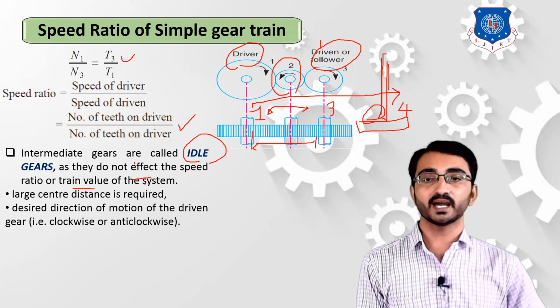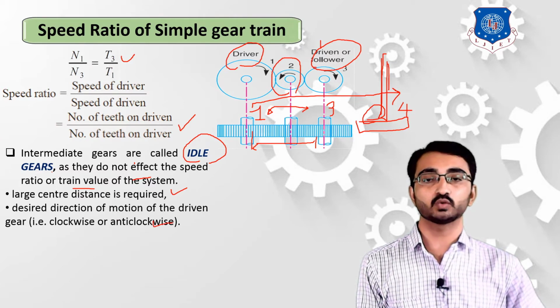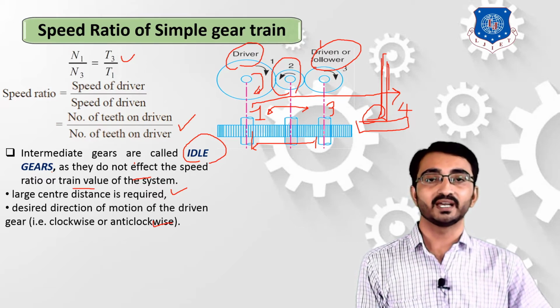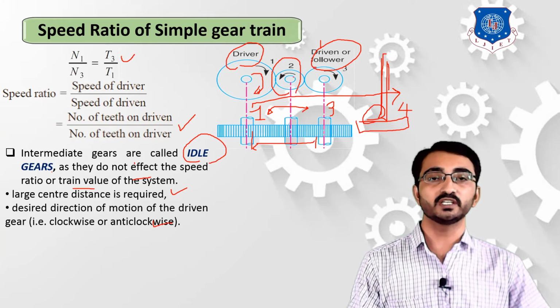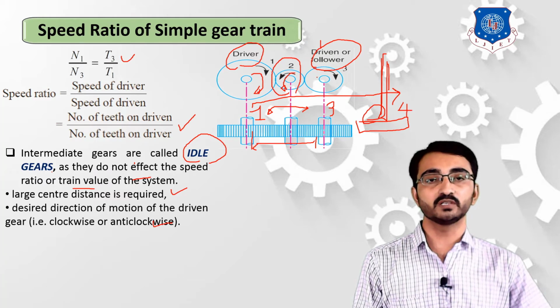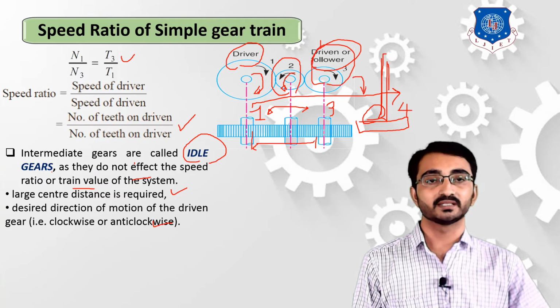Okay, so they are mainly useful for large center distances, as well as they are also useful to change the direction from the driver to the driven. Over here, if we consider that your gear 1 is rotating in clockwise direction, then your gear 2 is rotating in anti-clockwise direction. Now, if you want the driven shaft to rotate in the same direction, then also you can use this type of intermediate gear.